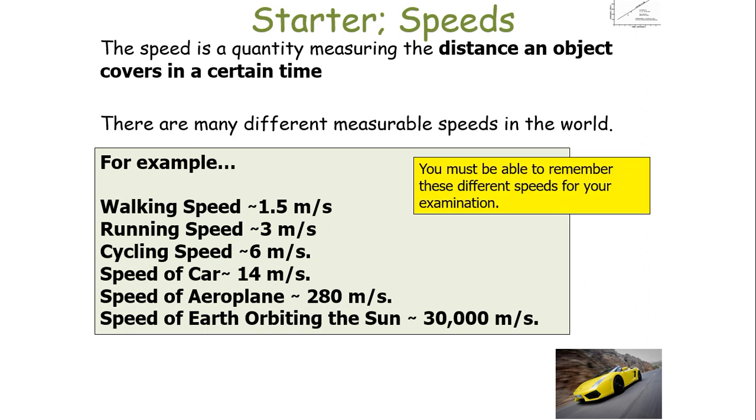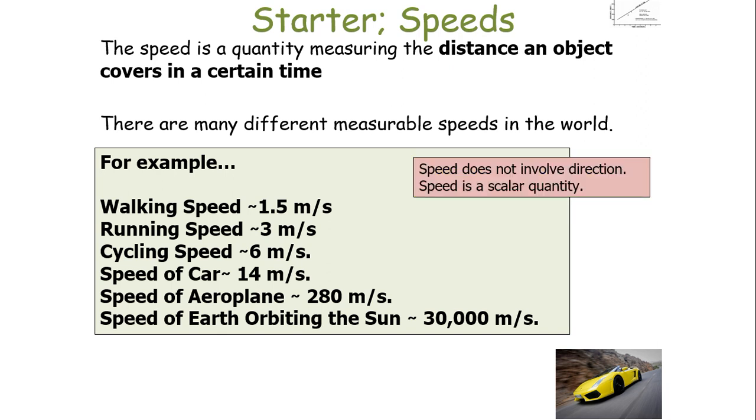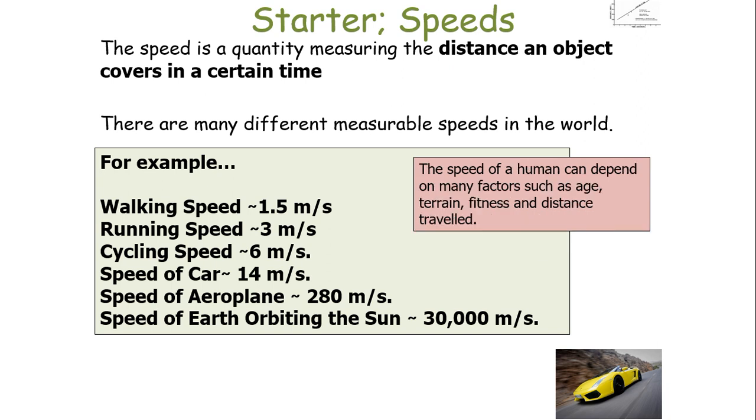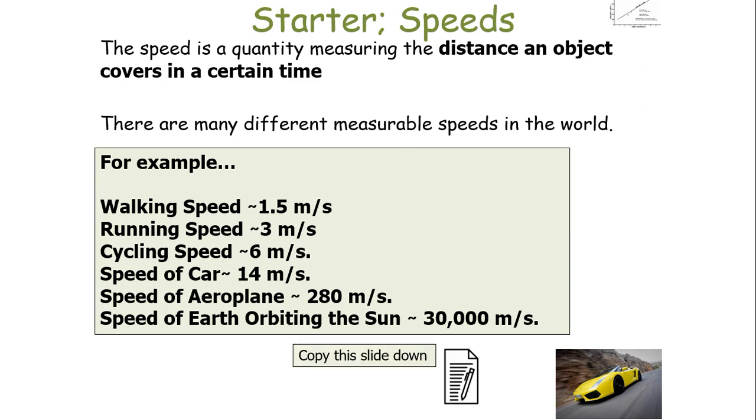You've got to be able to remember the average walking, running and cycling speeds for your examination. Please remember that speed does not involve a direction, so all these values are scalar quantities, and these are average speeds because the speeds of all objects rarely stay constant, because of things in walking, cycling and running such as age, terrain, fitness and distance travelled.